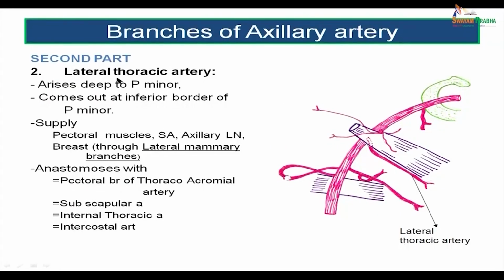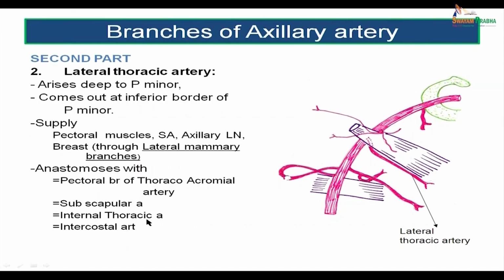The second part gives rise to the lateral thoracic artery, the second branch. This arises deep to the pectoralis minor and can be seen at the inferior border of the pectoralis minor. It supplies the pectoral muscles, the serratus anterior, the axillary lymph nodes and the breast tissue through lateral mammary branches.